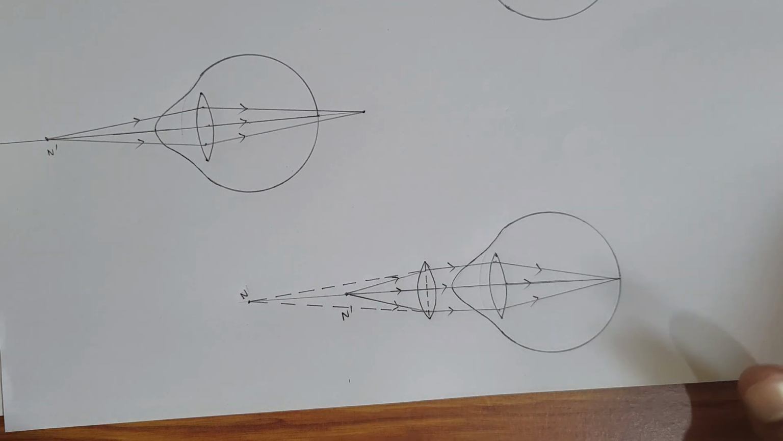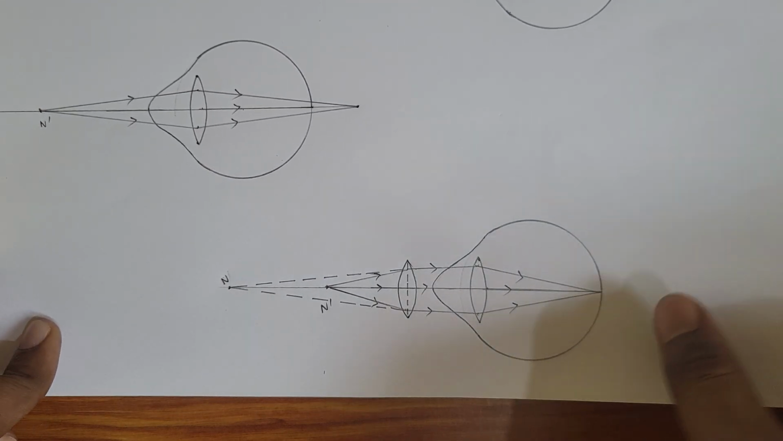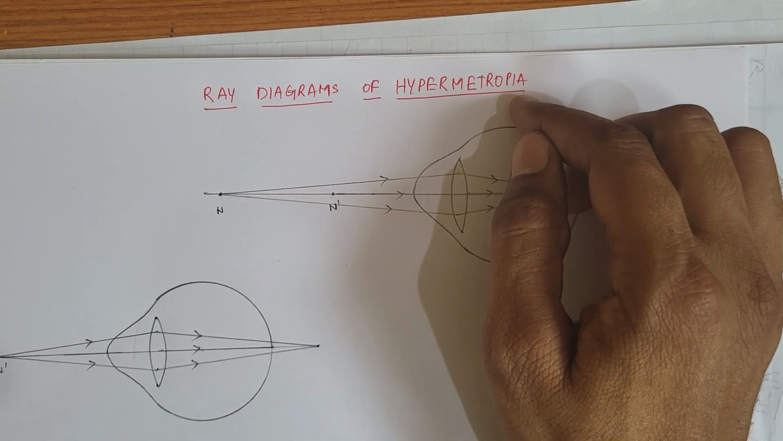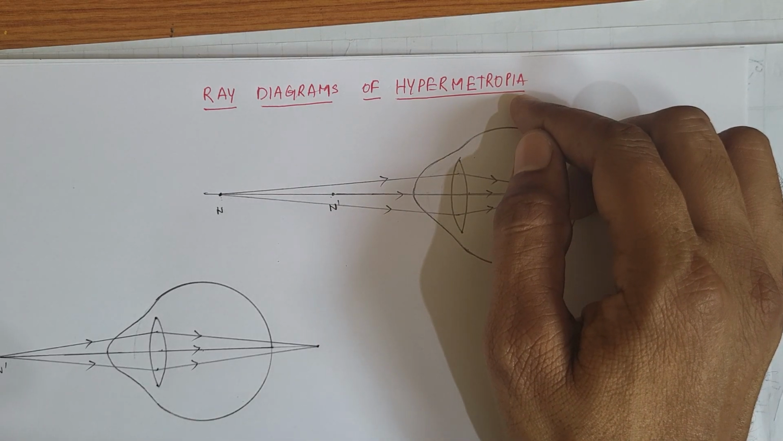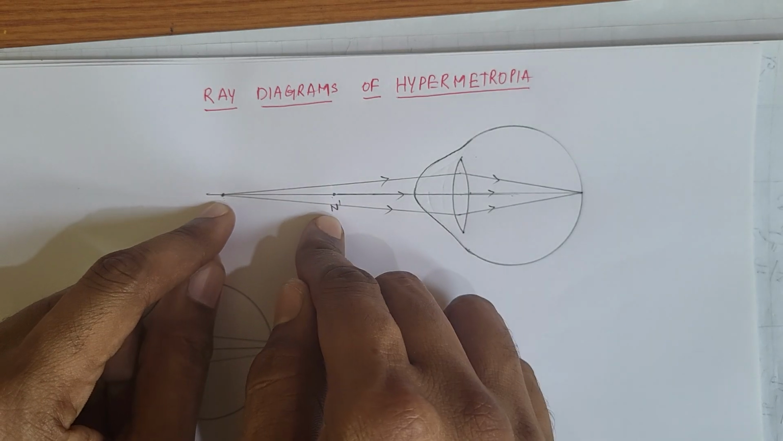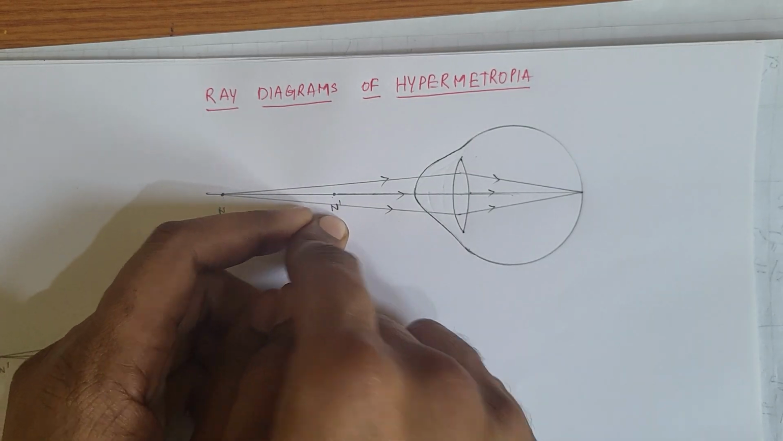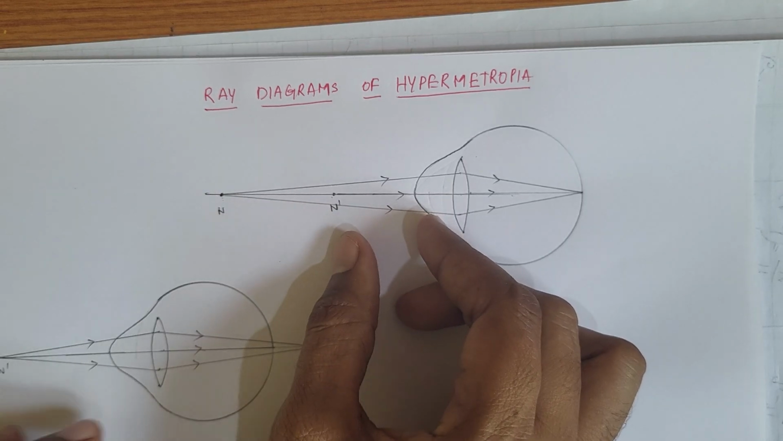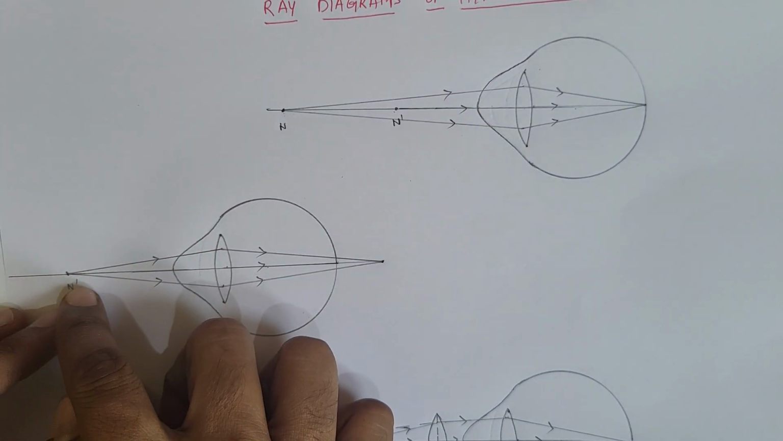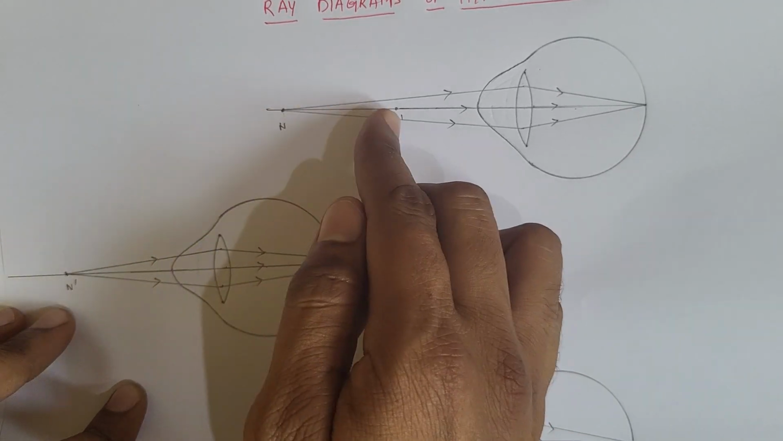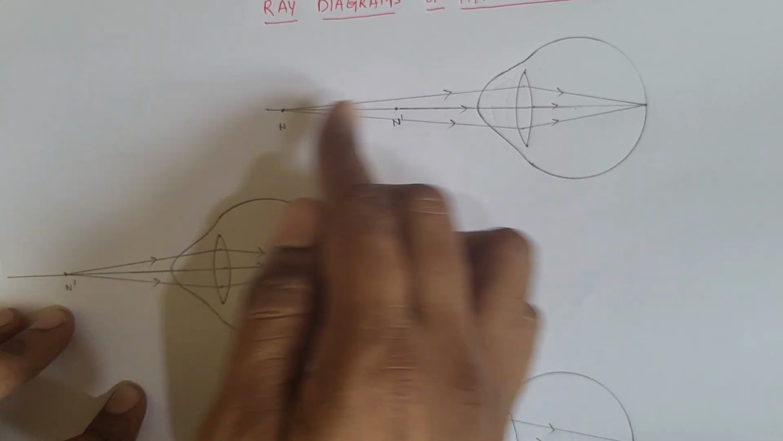Let us try to understand the ray diagrams one more time. See here, hypermetropia. Hypermetropia means long-sightedness. Long-sightedness means the person will be able to see from far away, but will not be able to see nearby. This is the near point. Near point means from here to here, 25 centimeters. So when the object is placed at 25 centimeters, he is unable to see and the image is formed behind the retina. But if the object is placed a bit far away from the near point, he is able to see clearly.